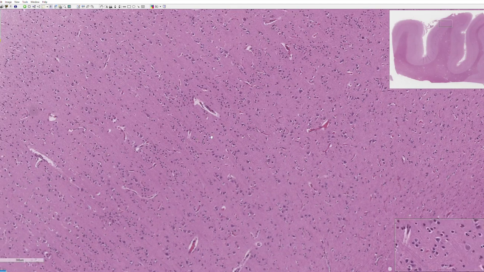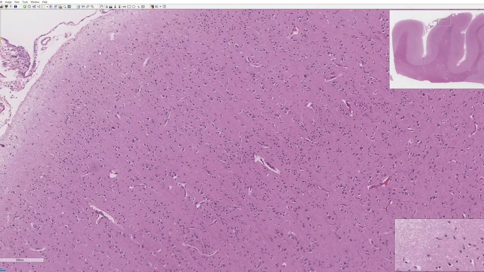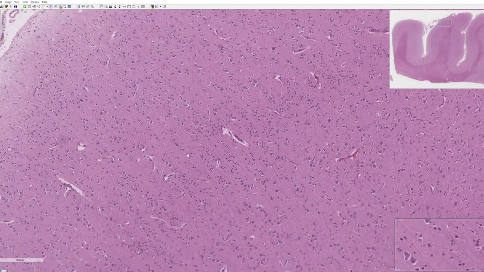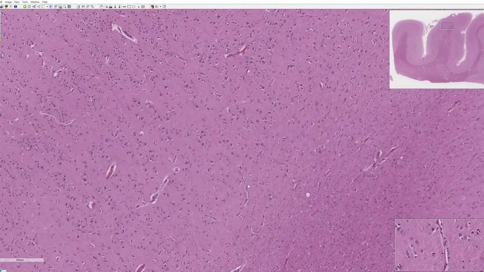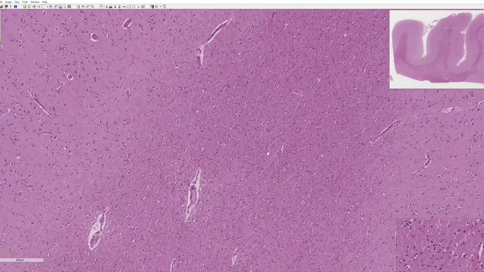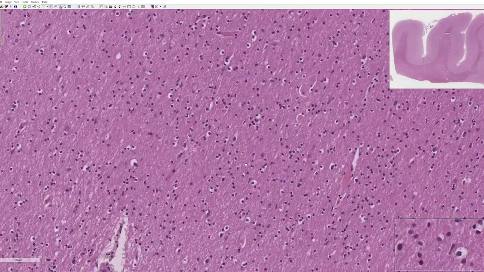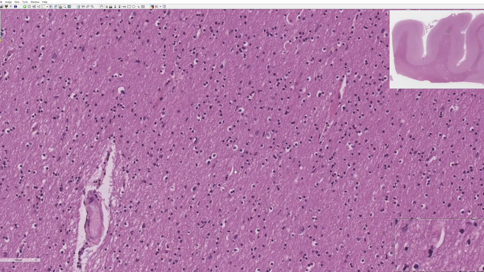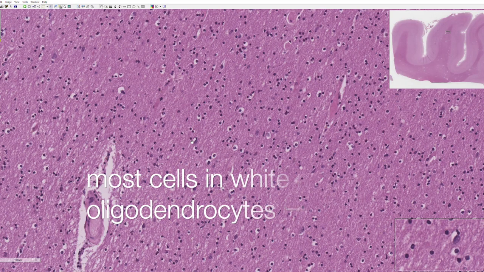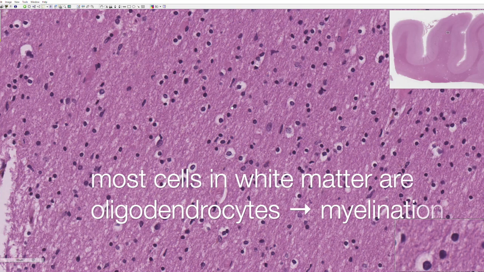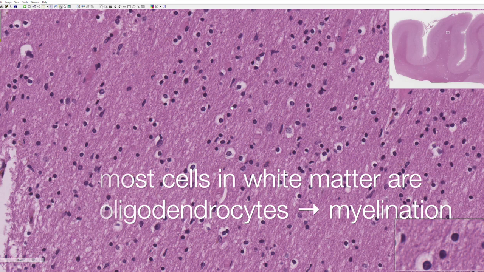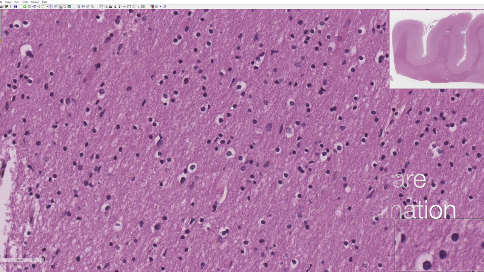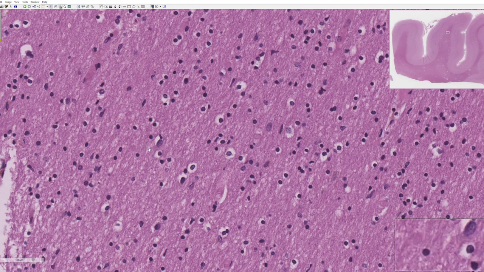Now, what you'll notice is that the cells are not randomly distributed in the cortex. While we have all three cell types in the gray matter, when we go to the white matter, which is where the axons lie, most of the cells here are in fact oligodendrocytes, these very dark blue cells. That's because a lot of the myelination happens in the white matter, which is really a large collection of neuronal axons and the oligodendrocytes that myelinate them.